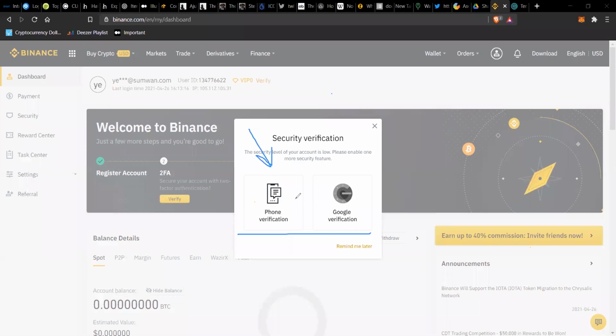And also for those that will be using peer-to-peer transaction, for you to use Binance to buy and sell your crypto to turn it to Naira, you must enable phone verification.